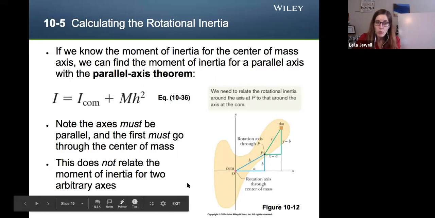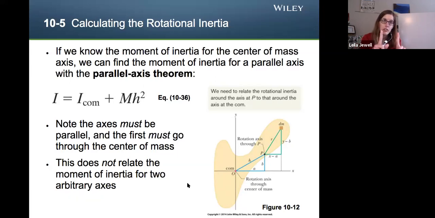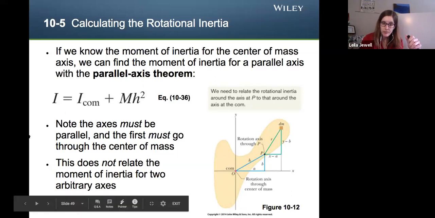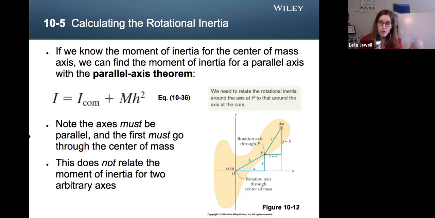Couple key notes. One, the axes must be parallel. So we can't just have axes pointed any which way. They have to be pointed parallel to each other. And the first one must go through the center of mass. So this doesn't relate the moment of inertia for two arbitrary axes of rotation. Once again, they need to be parallel.